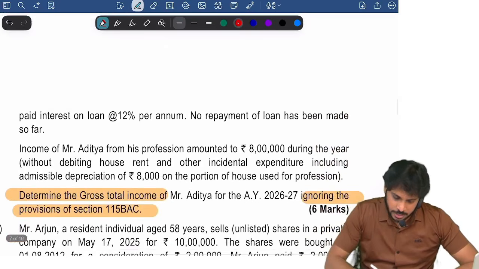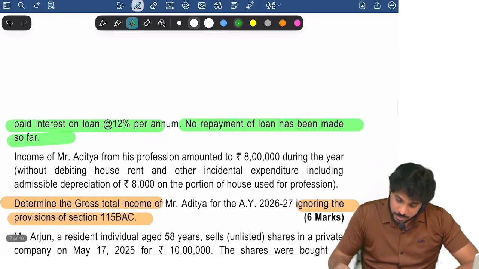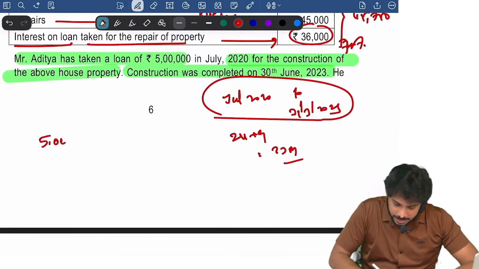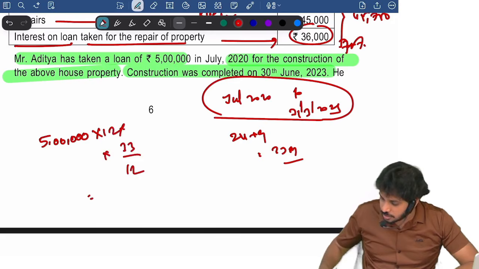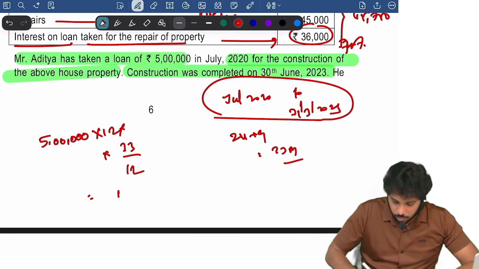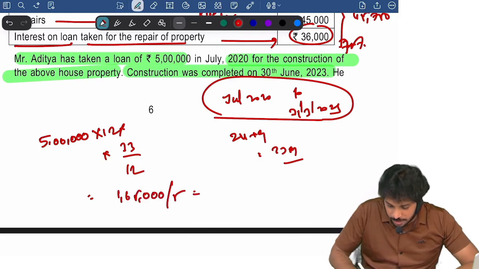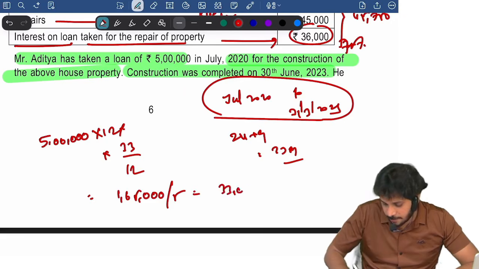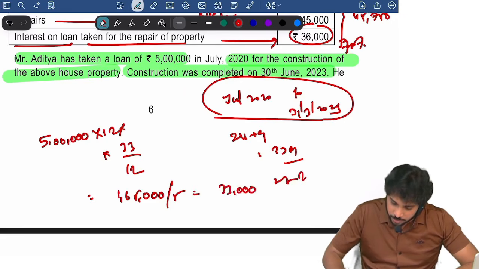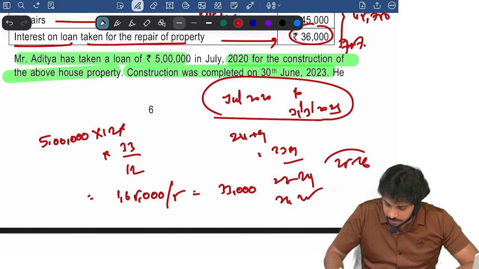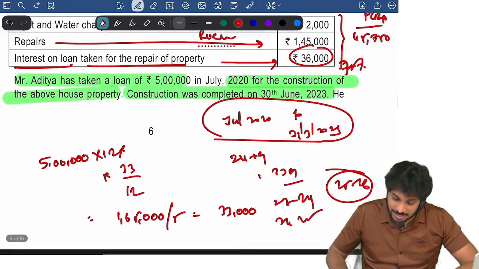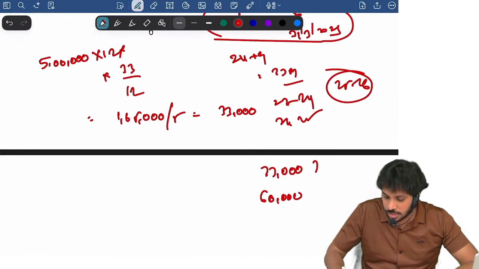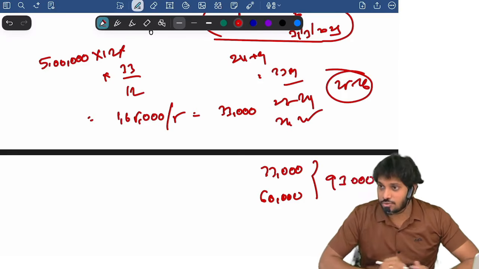Fine, we'll see further. Interest is paid at 12%. No repayment was made so far. Oh, PCP is there. 5 lakhs multiplied by 12% per annum, 33 by 12. How much is it? 1,65,000 is PCPI divided by 5 installments. So per installment 33,000. First installment 23-24, 24-25, 25. Okay, right now we are claiming the third installment. How much is the third installment? 33,000. Then current year interest 60,000. So total interest 93,000. Do you agree?